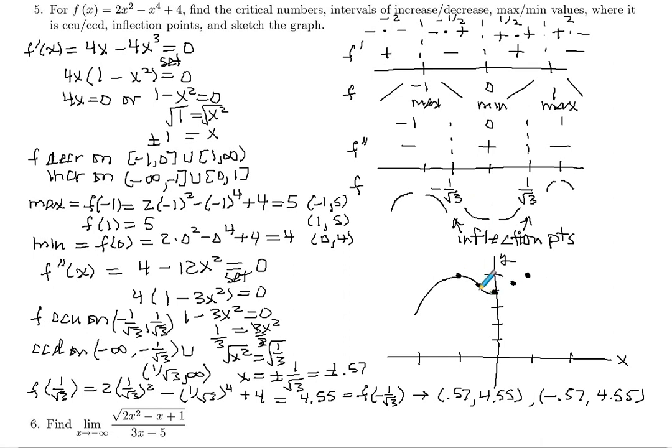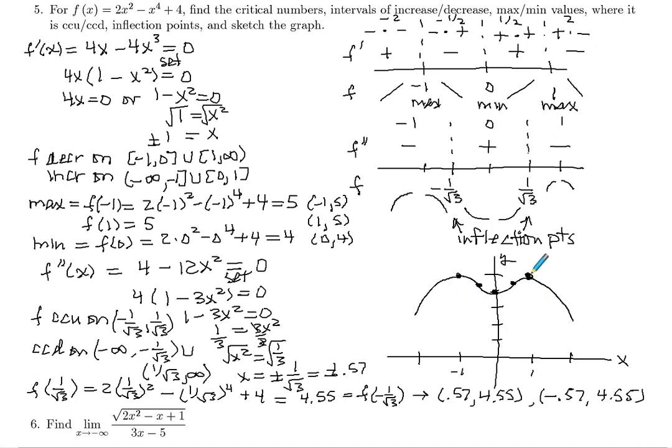Not a real pronounced change in concavity, but a little bit. And then it's increasing concave up between 0 and 1/√3, so that would look like this. And then it's concave down increasing between 1/√3 and 1, like that. And then decreasing concave down after x equals 1. This is 1 and -1. And then notice we've got that y-axis symmetry.